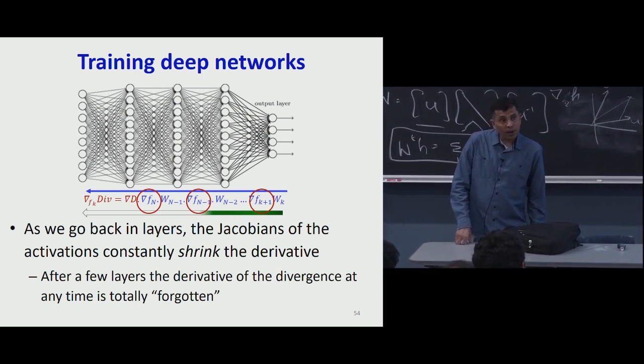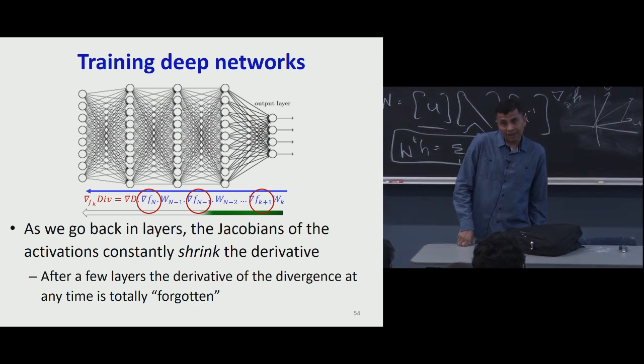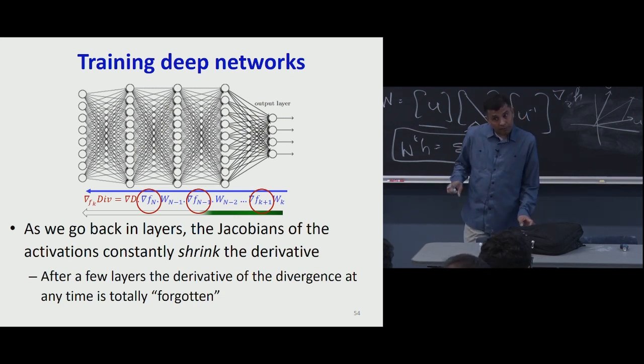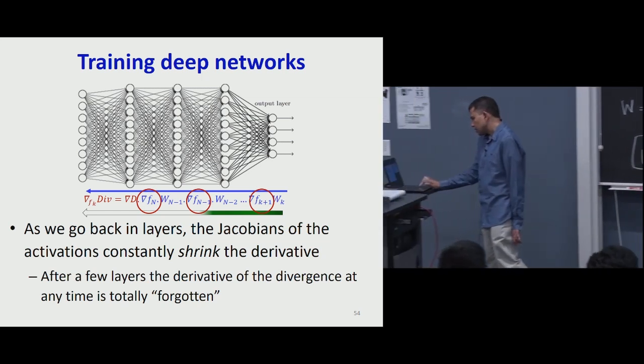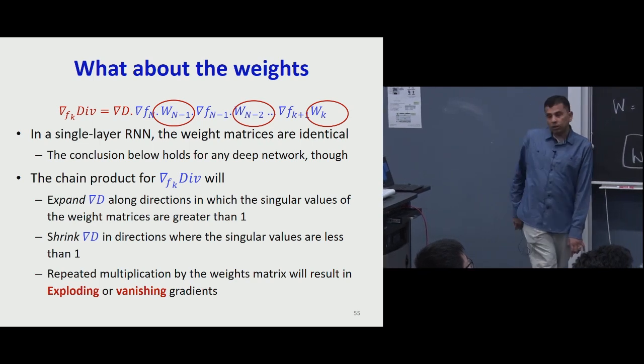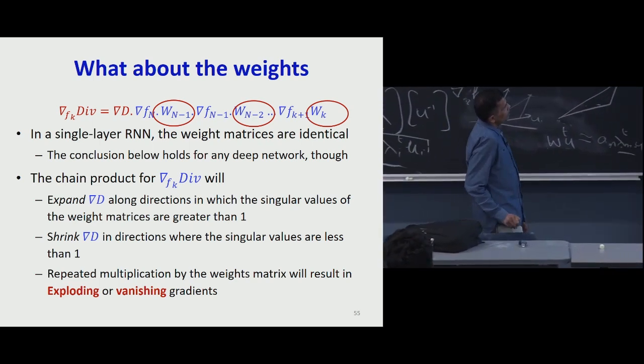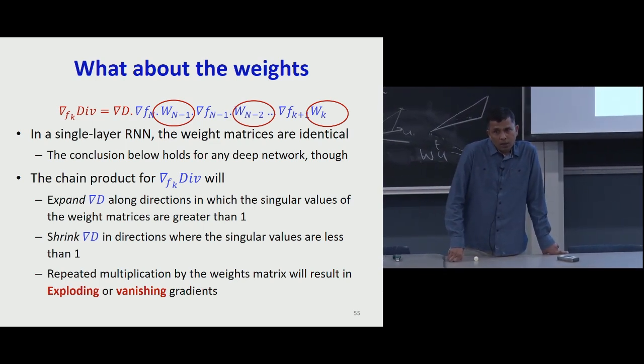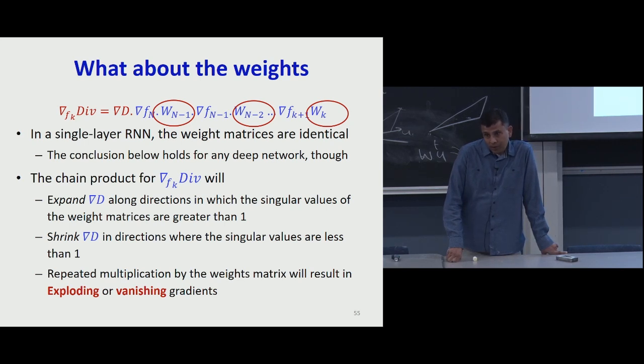But that's not all of it. There are the weights matrices. What happens when you multiply these things by the weights matrices? Does the length increase or decrease? What will happen? You can't really say, but it's going to depend on the largest singular value for the weights matrices. So along the directions where the singular values are large, this vector is going to increase in length. Along the other directions, it's going to shrink in length, right? That's what happens when you multiply it by a weights matrix.